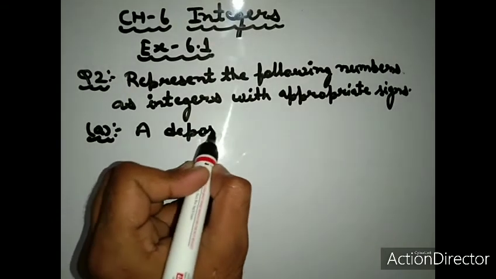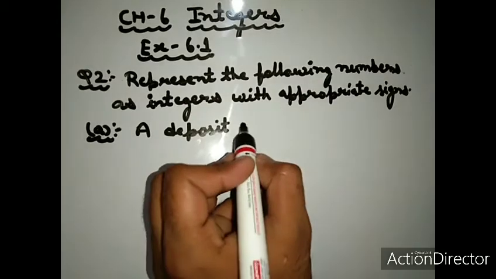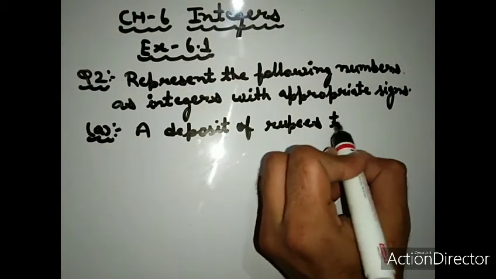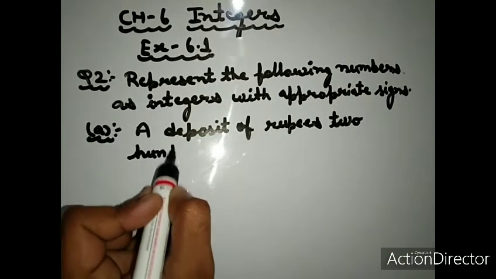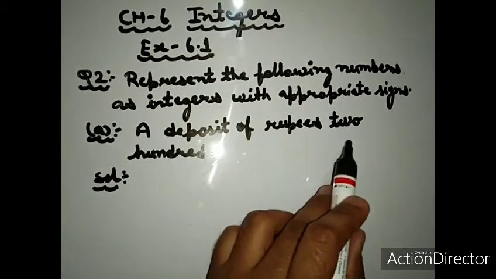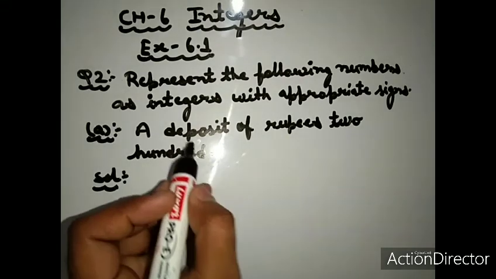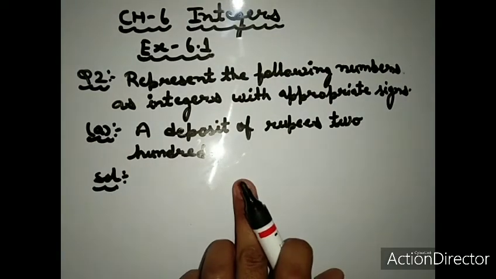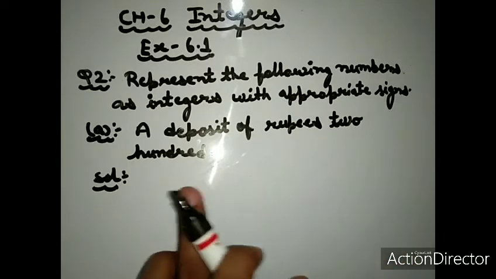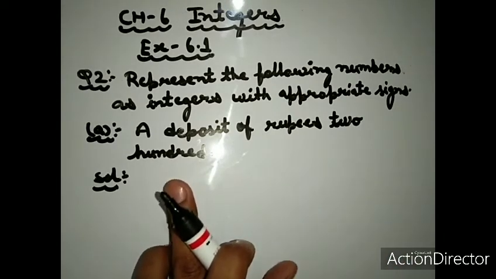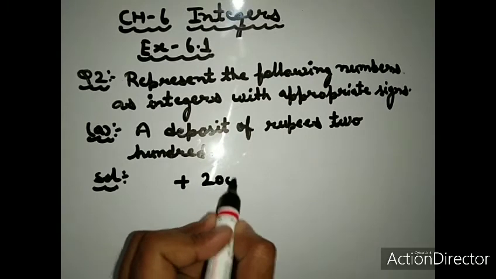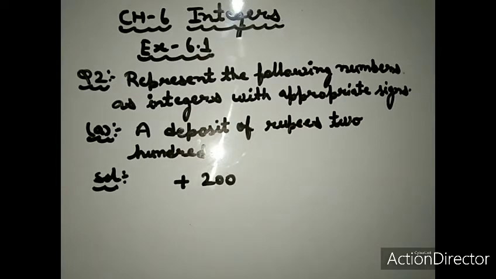A deposit of rupees 200. It means he deposited 200 rupees in their account. So this amount 200 adds to the previous amount which was already deposited in their account. So here we write plus 200, right?